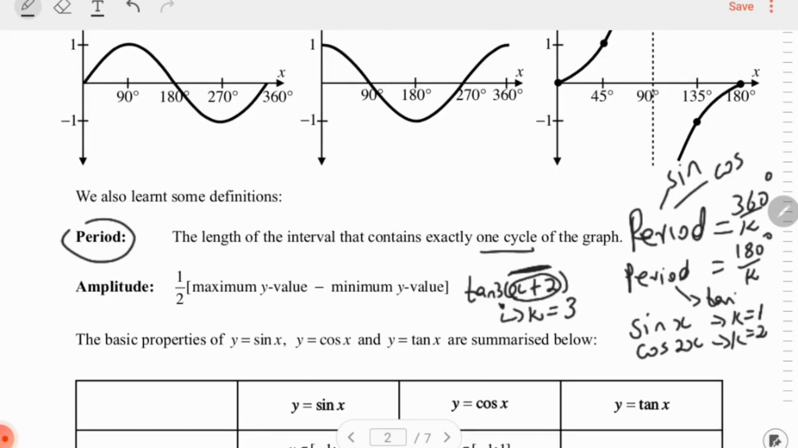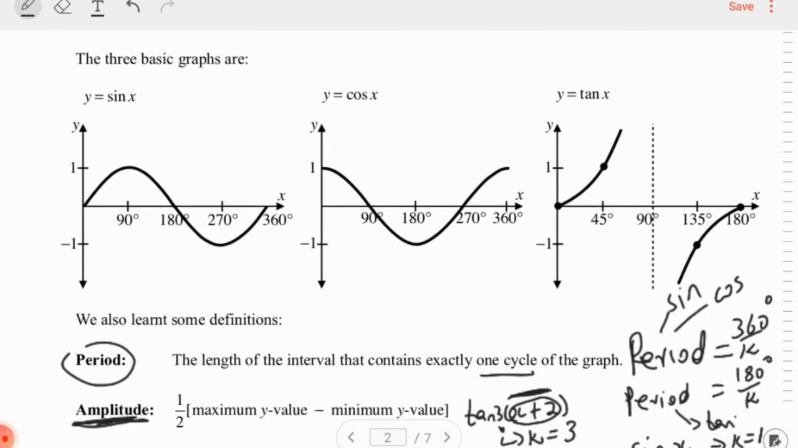You also need to know the amplitude. Your amplitude is the maximum minus the minimum value of your graph. This is normally the coefficient of the entire graph. In the basics, the coefficient of sine is 1, of cos it's 1, and of tangent it's 1. So that means the amplitude is 1.